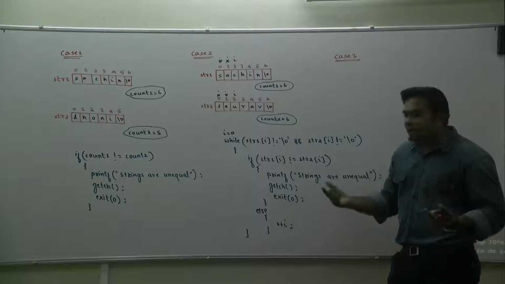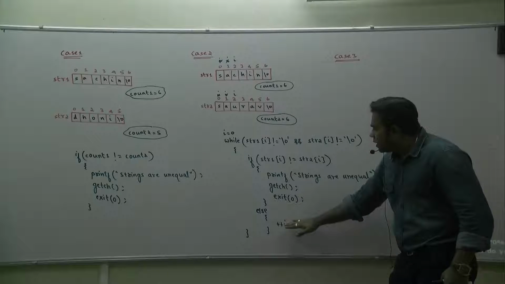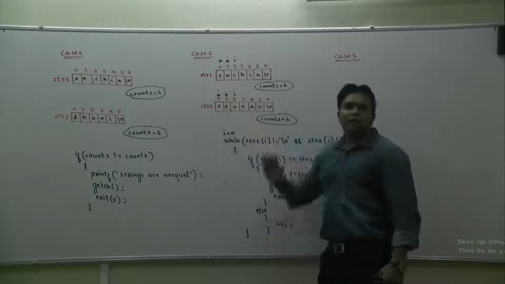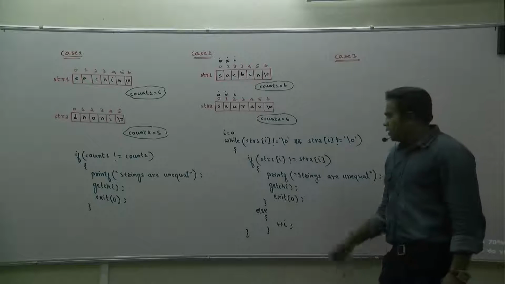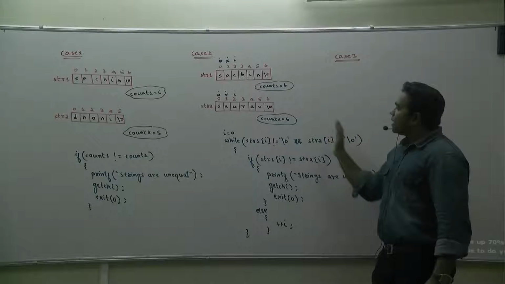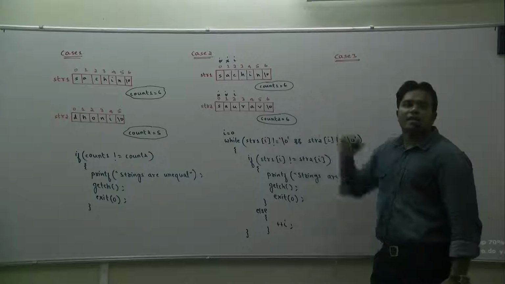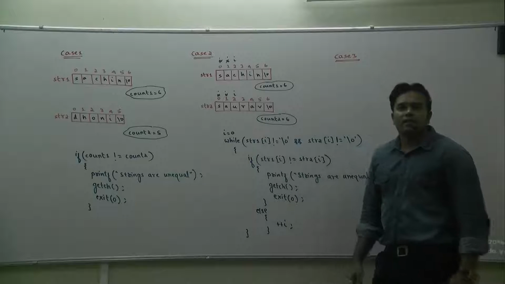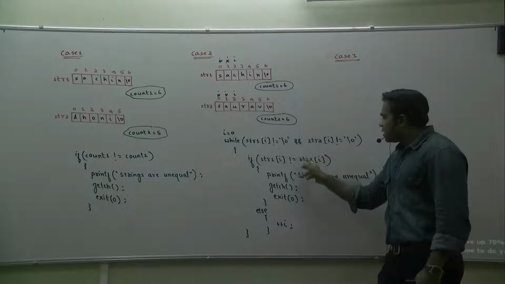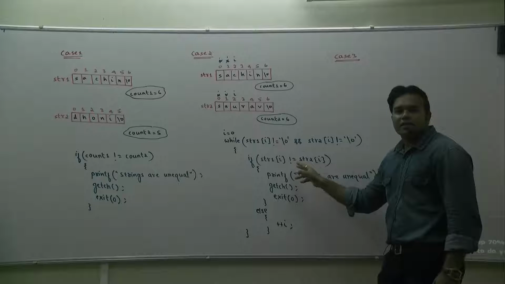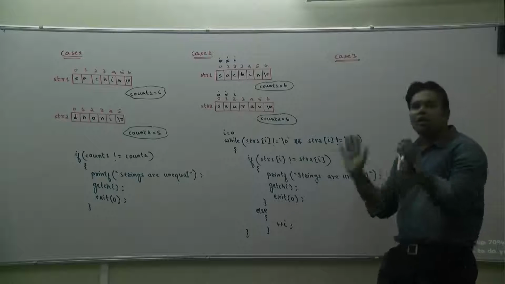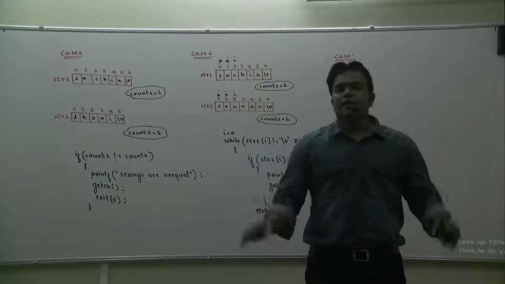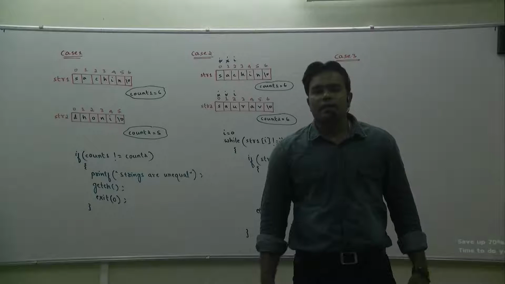If they are equal, I will come here, in which case I know S and S are equal, so I will increment I. And again I will loop. Anywhere if a mismatch occurs, as in this case, at C and U the mismatch occurred. The moment the mismatch occurs, the not equal condition is satisfied, hence we will tell strings are unequal and we will stop. I hope the second case is also completely clear.